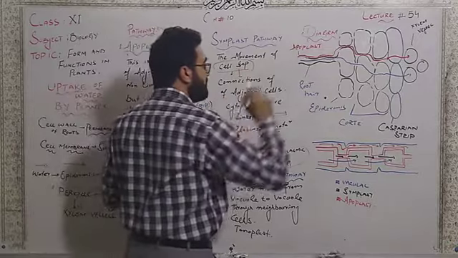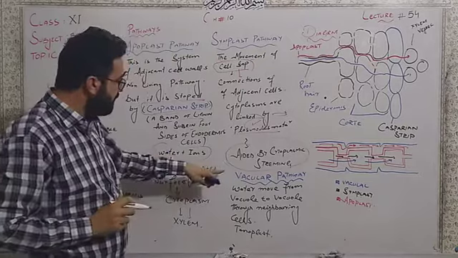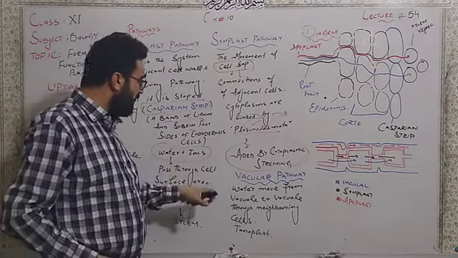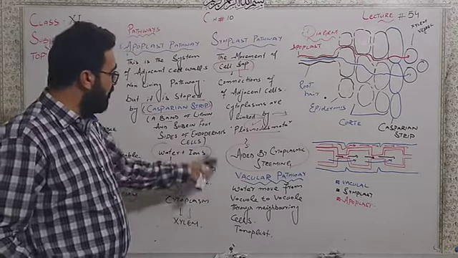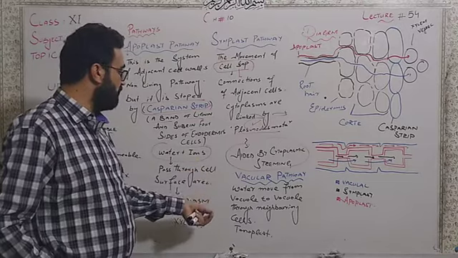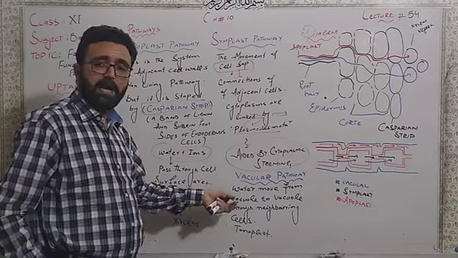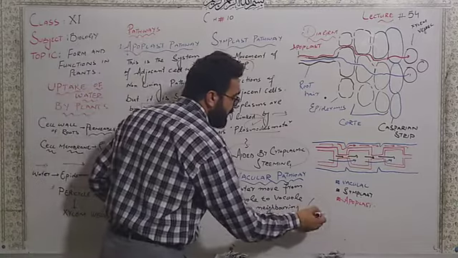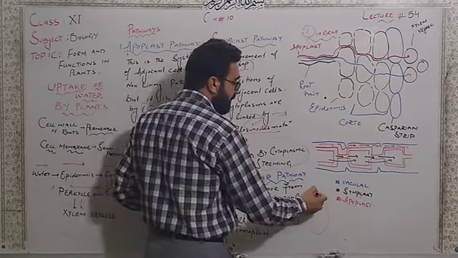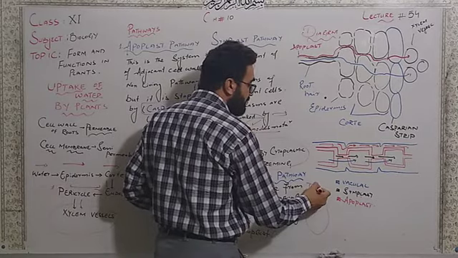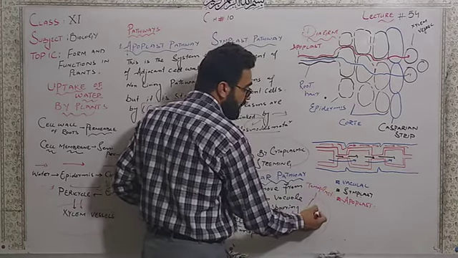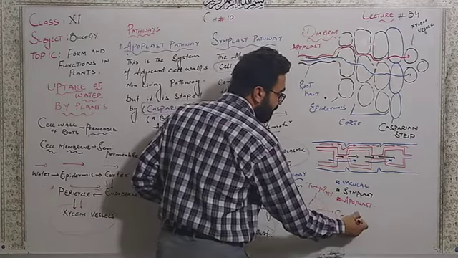through cytoplasmic connections. The third pathway we have is the vacuolar pathway, in which the water moves from vacuole to vacuole through membranes. The membrane of the vacuole is called the tonoplast, and the liquid present inside the vacuole is called cell sap.